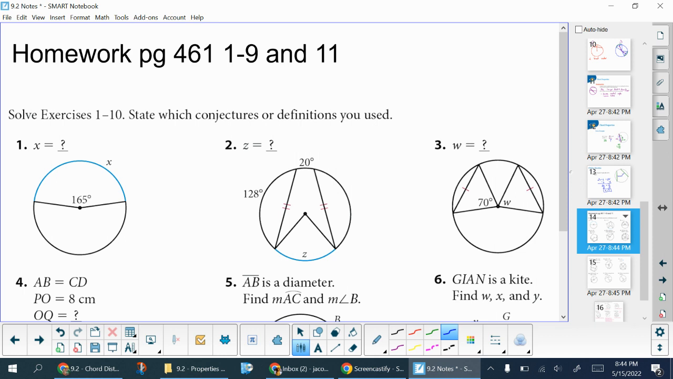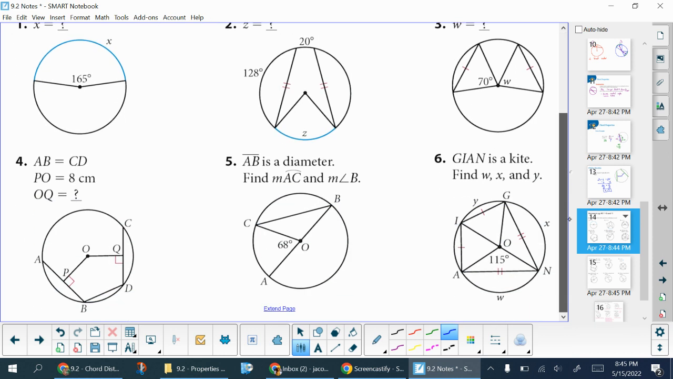You're doing 1 through 9 and 11, so you're just skipping over 10. Tomorrow we can definitely take some time and go over these before we talk about section 9.3. And then we're going to be taking a break on Wednesday and doing just a review over these two, because the chords, and the next one's going to be about those central angles and inscribed angles. They have a lot of conjectures going on. Most of them really do make sense when you look at them, but it's a lot to remember.